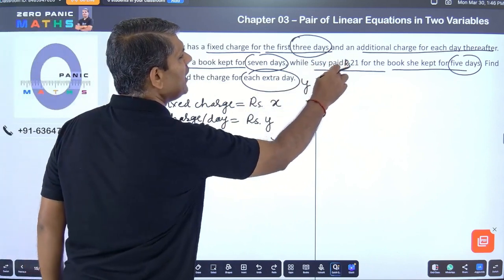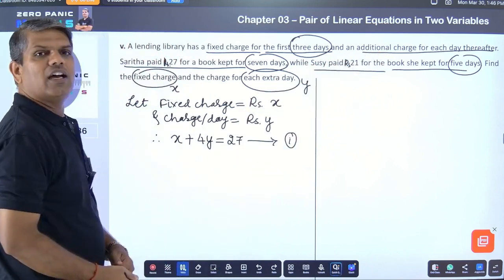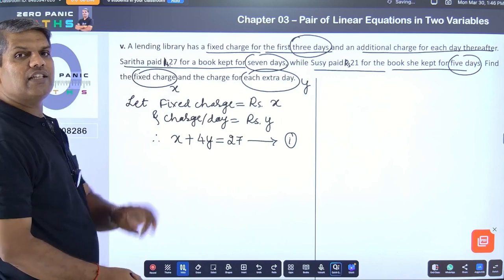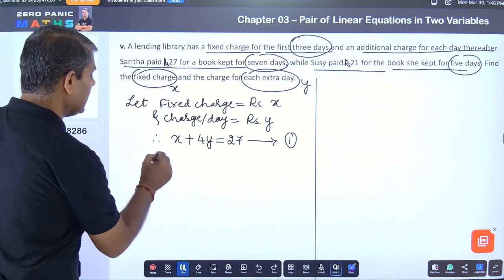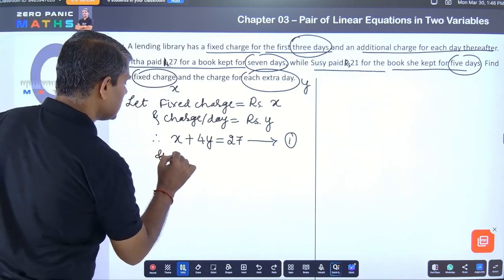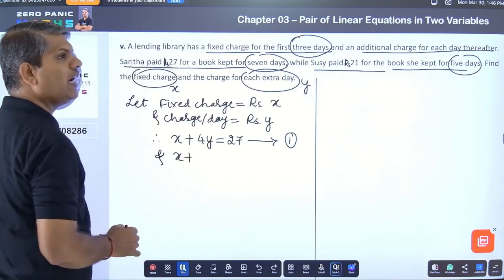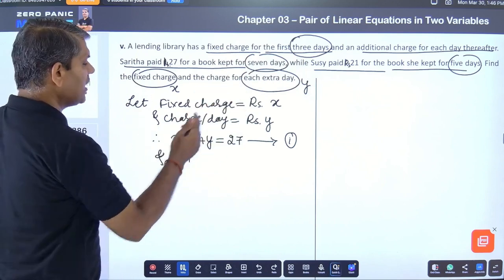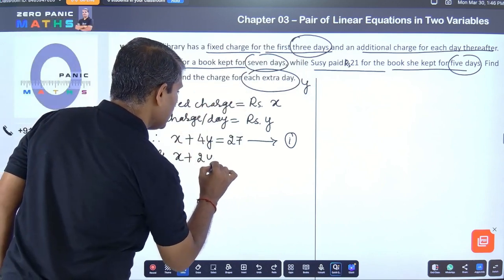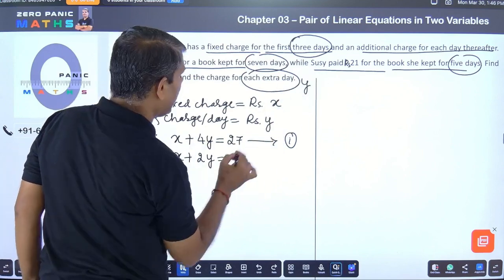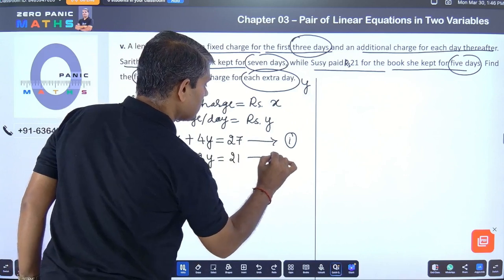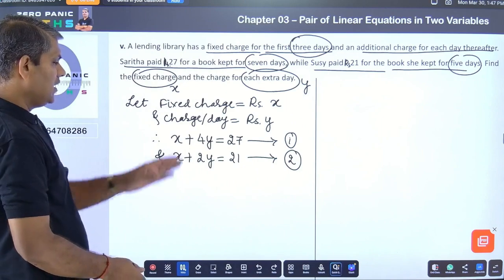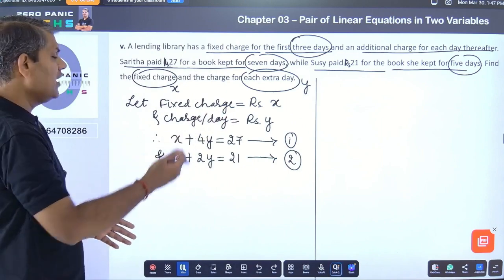Secondly, similarly, there is a 5 day charge for Susie, and out of 5 days, 3 days is fixed charge, right? And 3 days is fixed charge for Susie, and out of 5 days, 3 days fixed means 2 days per day charge, right? x plus 2y is equal to, how much did she pay, 21. So that is equation 2 for us, right? Now solve the equations and get the solution.